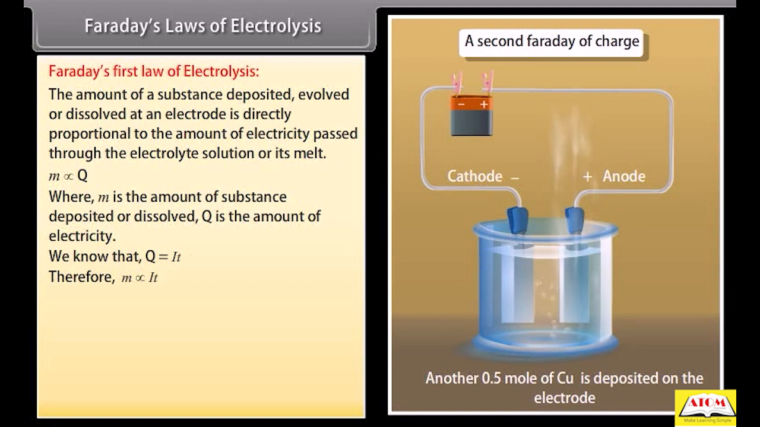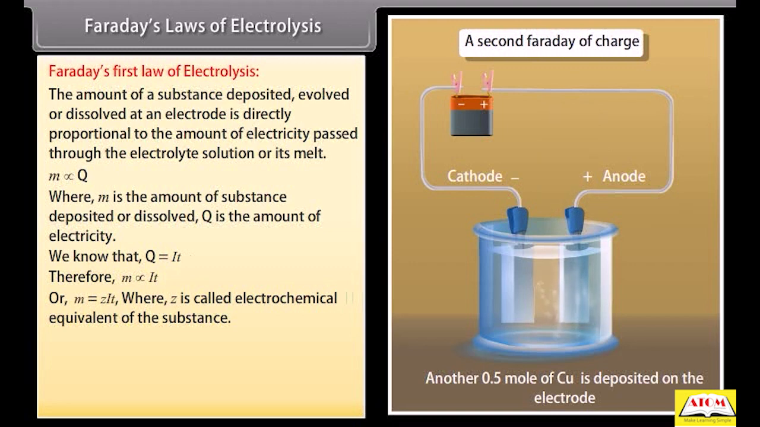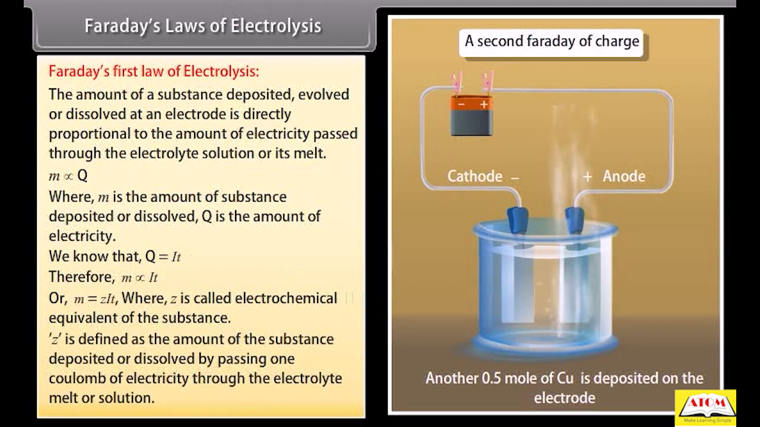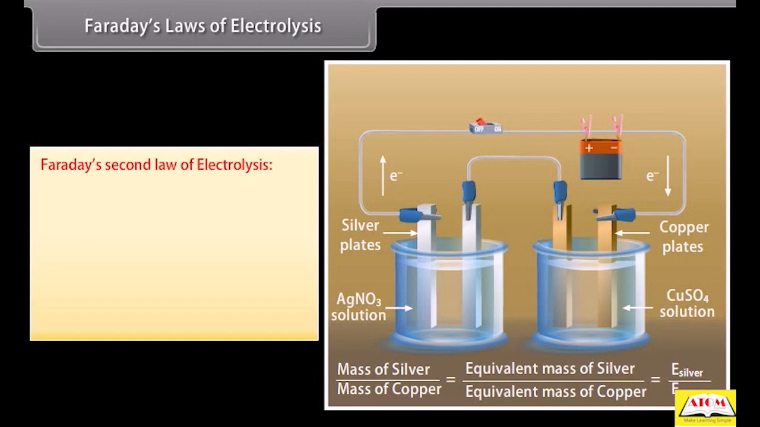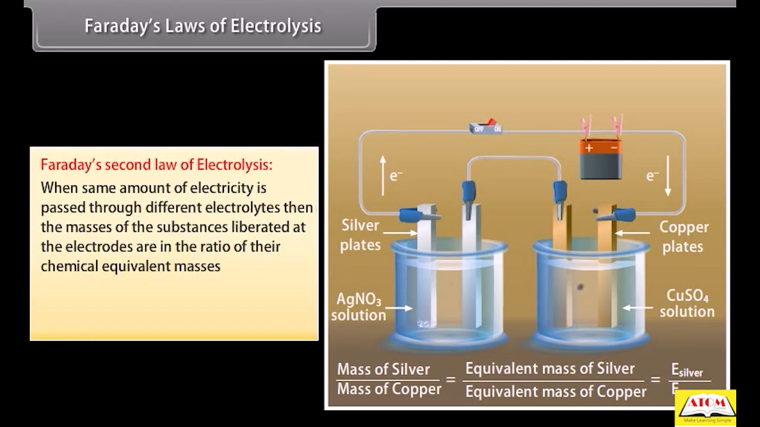It can be written as M is equal to ZIT, where Z is called electrochemical equivalent of the substance. Z is defined as the amount of the substance deposited or dissolved by passing 1 coulomb of electricity through the electrolyte melt or solution. Faraday's second law of electrolysis. When the same amount of electricity is passed through different electrolytes, then the masses of the substance liberated at the electrodes are in the ratio of their chemical equivalent masses.